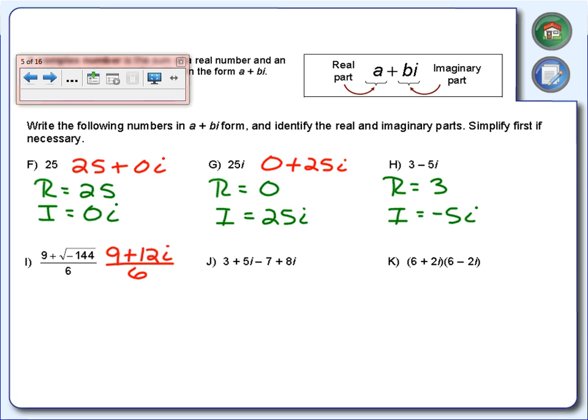Don't forget, we do have to divide by 6. Make sure you divide both of these by 6, both the real part and the imaginary part. So 9 divided by 6 would be what? 1.5. 12i divided by 6 would be a 2i. So that right there is our complex number. That's our a plus b. Now let's go ahead and identify what's real and what's imaginary. Our real part's going to be the 1.5. The 2i would be the imaginary part.